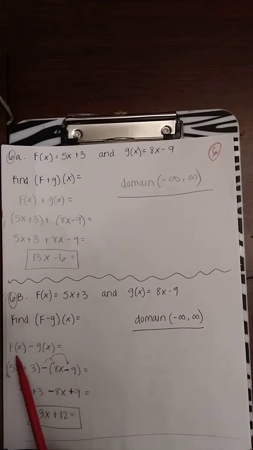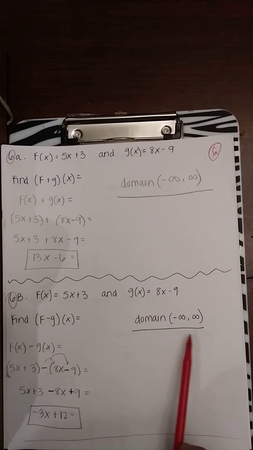Now we have f minus g of x. That means f of x minus g of x: 5x plus 3 minus 8x minus 9. Take the parentheses off. Negative of positive is negative, negative of negative is positive. So we have 5x minus 8x, which is negative 3x, and 3 plus 9 is 12. And the domain is negative infinity to infinity again.